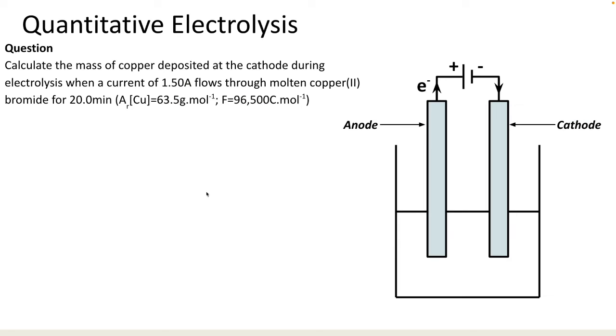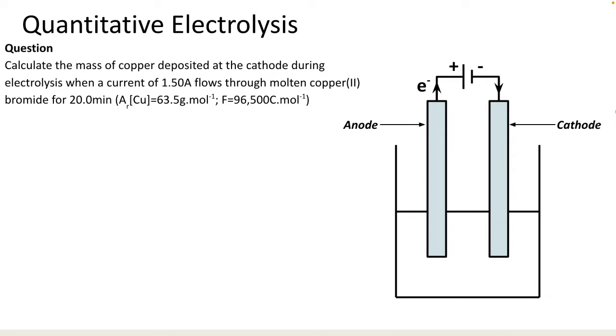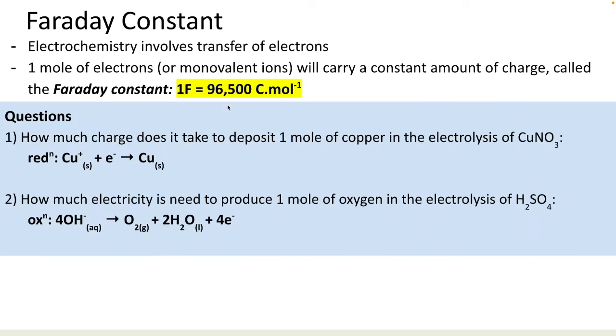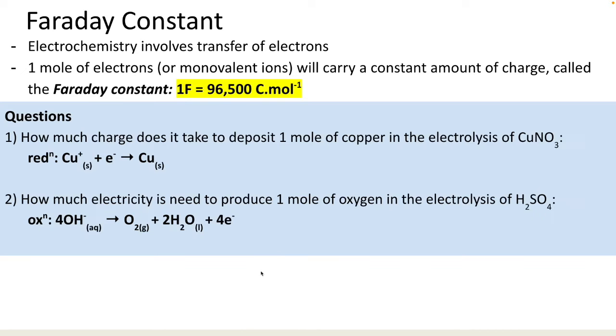Let us take a look at these kinds of questions. Calculate the mass of copper deposited at the cathode during electrolysis when 1.5 amps flows through molten copper bromide for 20 minutes. So we want to see how much copper we're getting produced on that electrode there. If you want to give it a go, we've got all sorts of concepts now. We can work out the amount of charge with our equation here: Q is equal to I times T. Just remember your T's in seconds. And then we know that 1 mole of electrons has a constant amount of charge, which is a Faraday.